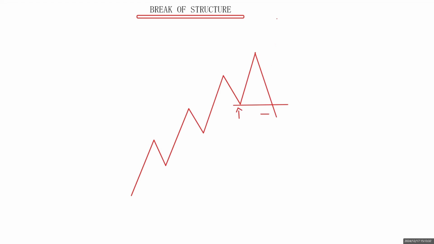This is a close below the last higher low. Now we would say that the bullish structure has been broken because price has created a lower low right here. Remember, this is now a lower low because it is lower than the previous low. When a lower low comes in, it means price is no more bullish and price is now bearish.